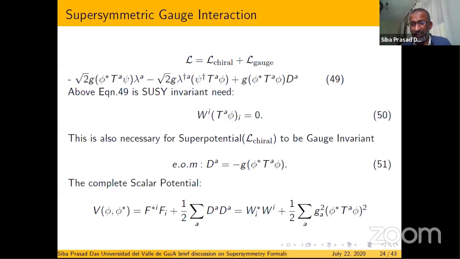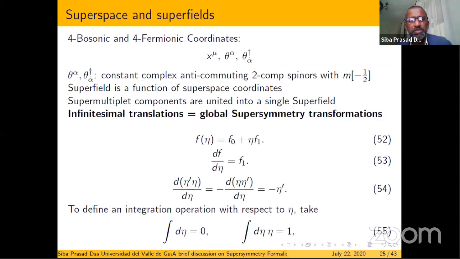So these are the scalar potential of the chiral gauge and the chiral gauge interaction. That is basically the complete scalar potential of my SUSY theory.